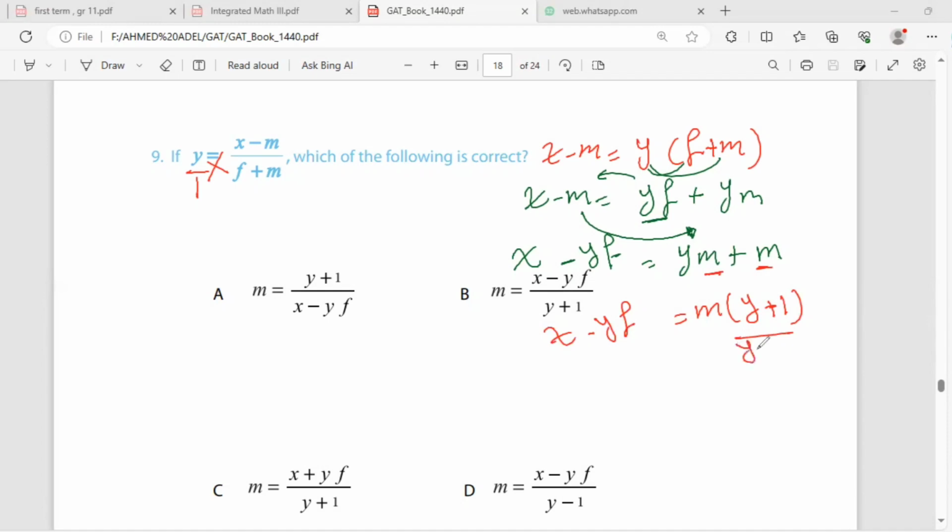Then divide both sides by y plus 1 to isolate m on one side. So it's going to be m equals (x minus yf) over (y plus 1). So the correct answer here is letter B. Okay, make the product of extremes and product of means and find the value of m. You have to isolate m. It's based on solving equations.